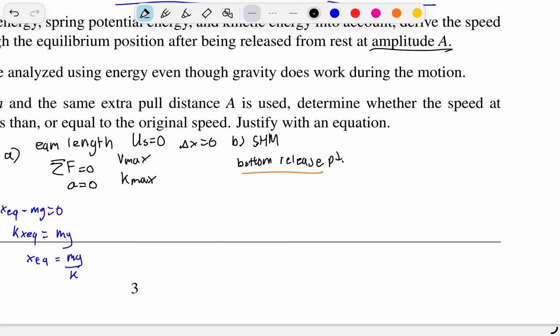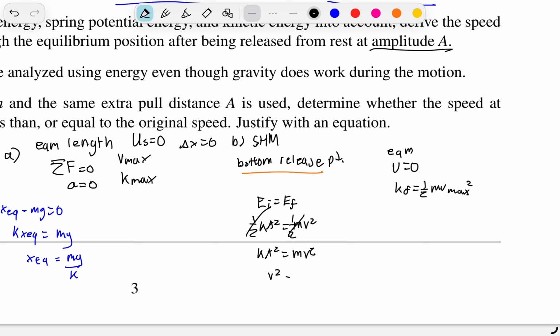At equilibrium, U is equal to 0 again, and K is 1/2 m v maximum squared. So we have conservation of energy. We set them equal to each other. You have 1/2 k A squared equal to 1/2 m v squared, and you have v squared is equal to k A squared over m. So v is equal to A times the root of k over m.